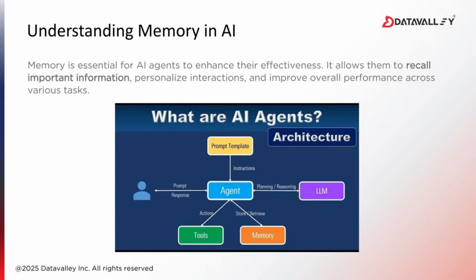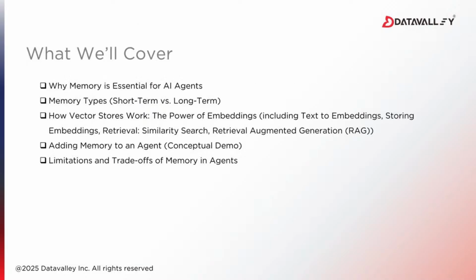So those memories could be any past conversations, or facts learned during the task, or any user preferences, or any data from external documents. They all are considered memory here. So this is a simple architecture of an AI agent.